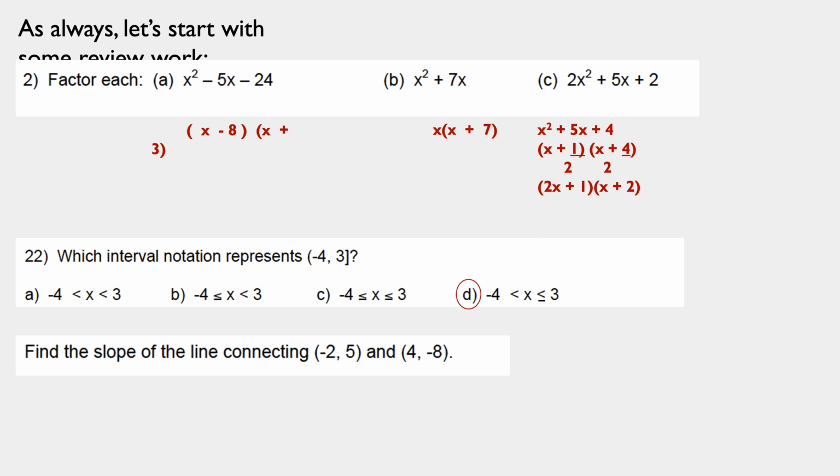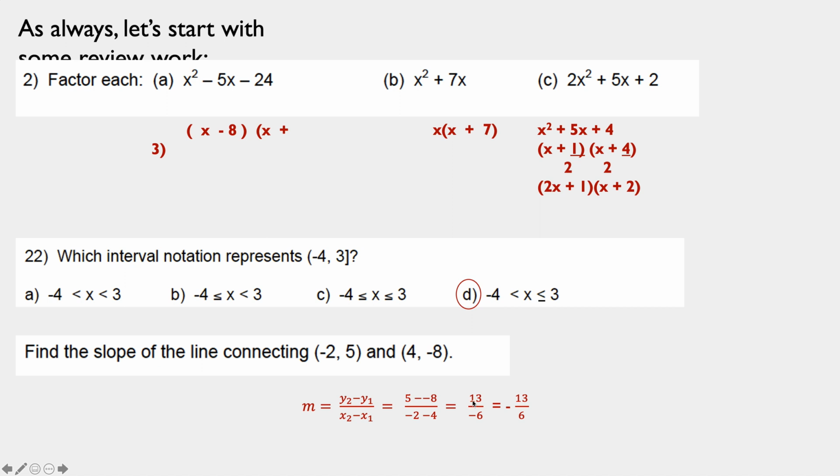Excellent. Okay, last but not least, find the slope of the line. The slope formula is y from the second point minus y from the first point, over x from the second minus x from the first. And it doesn't matter which point's the first and the second. All this stuff about second points and first points just means the order stays the same. So I'm actually going to start with a 5 this time. So I'm going to do 5 minus negative 8. Think of it as going left to right with the y's. And the x's, I'm going to do negative 2 minus 4.